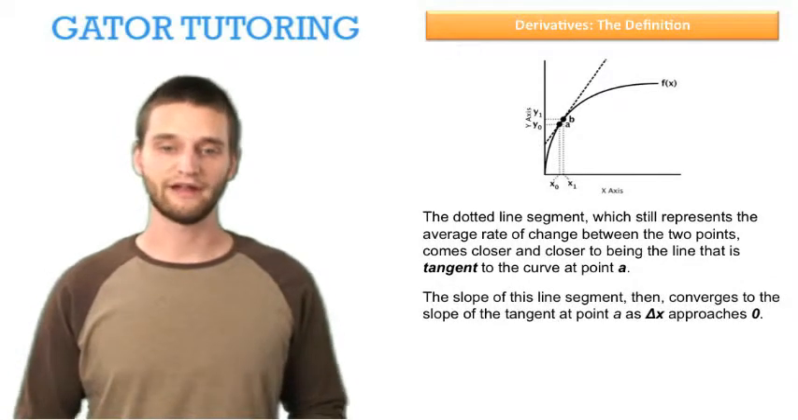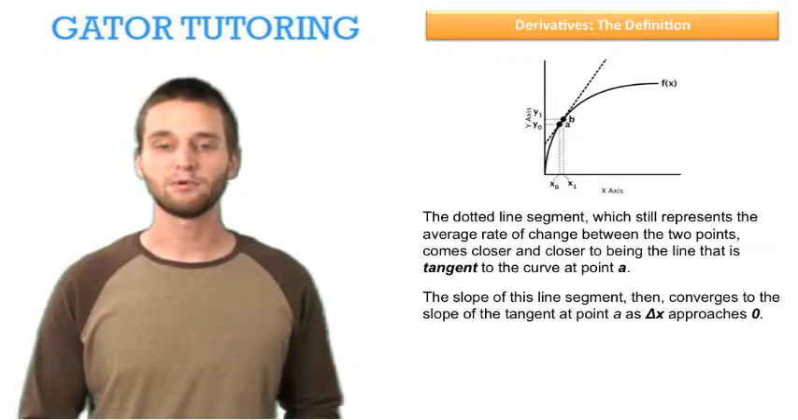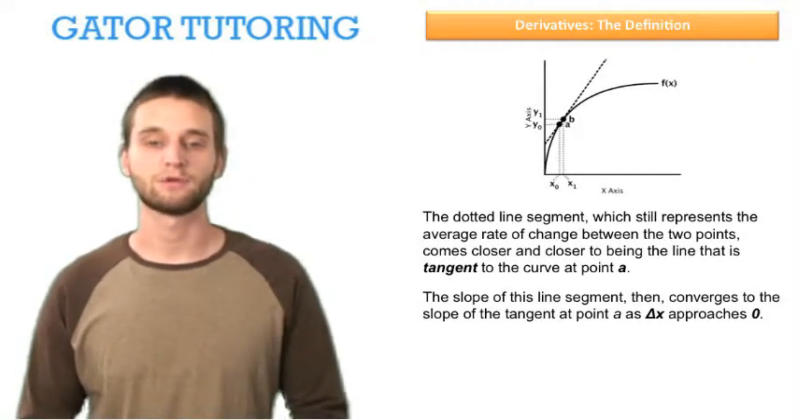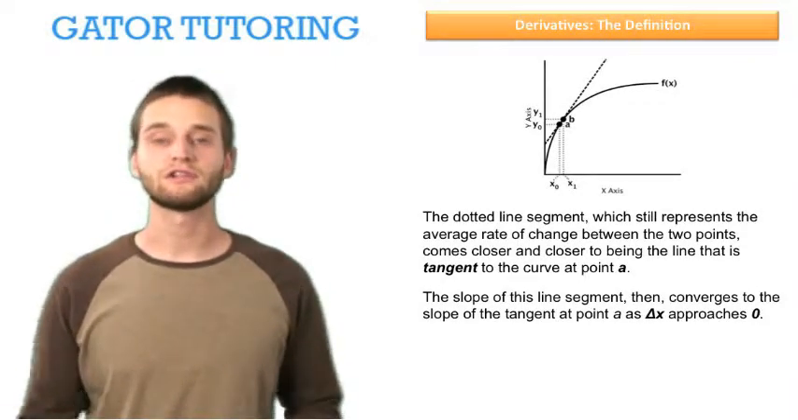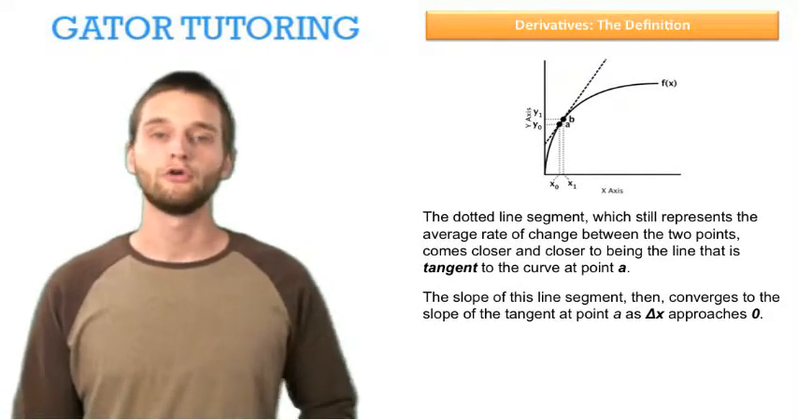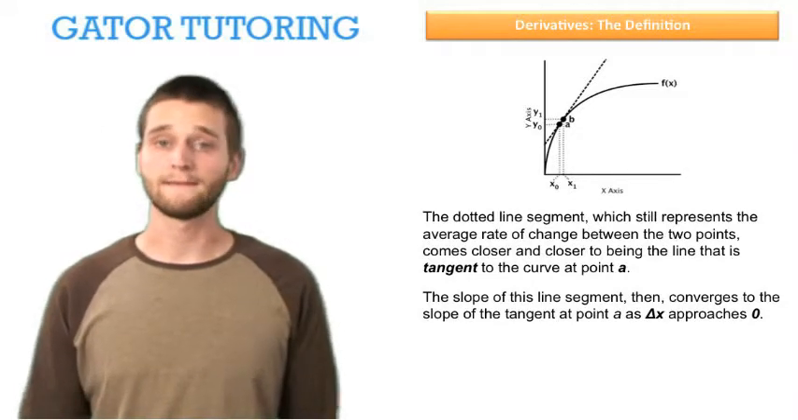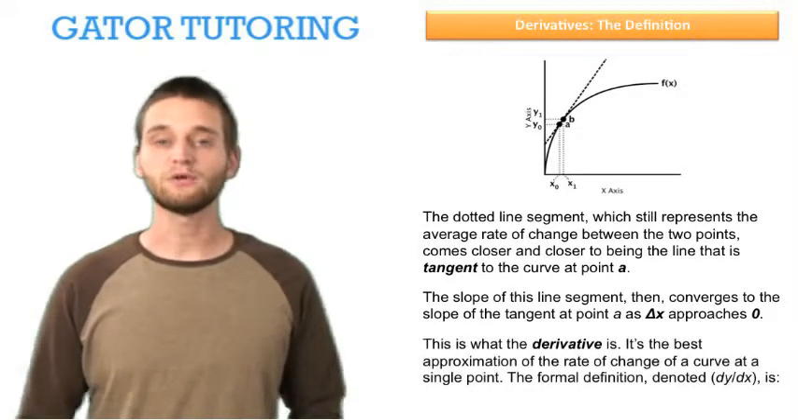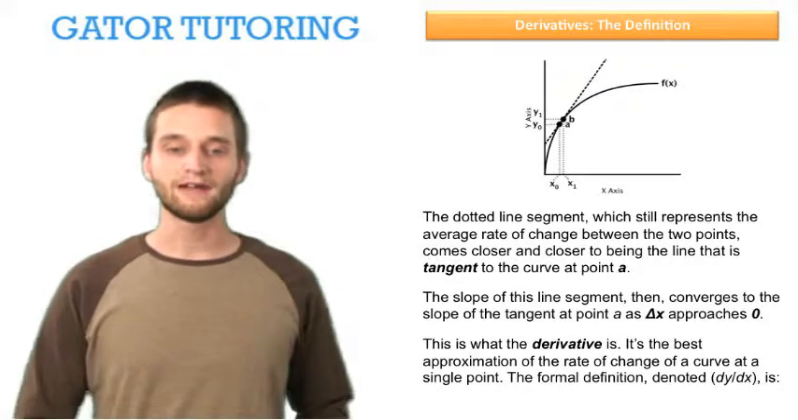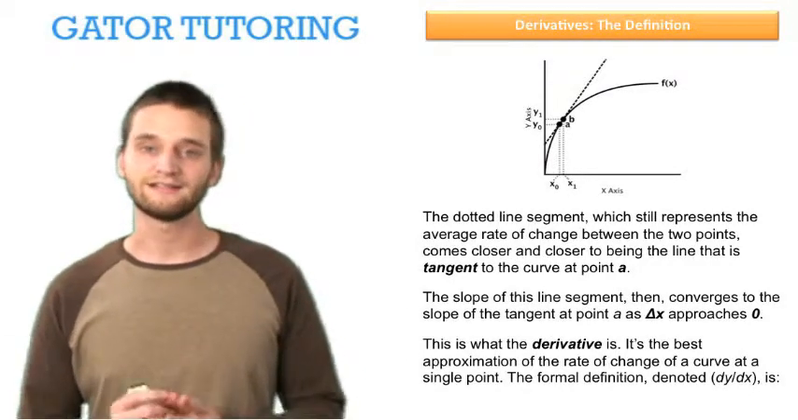The slope of this line segment then converges to the slope of the tangent at point A as delta x approaches 0. So as delta x gets smaller and smaller, the average rate of change between these 2 points really becomes the tangent line to the curve at the first point, at point A. This is what the derivative is. It's the best approximation of the rate of change of the curve at a single point.